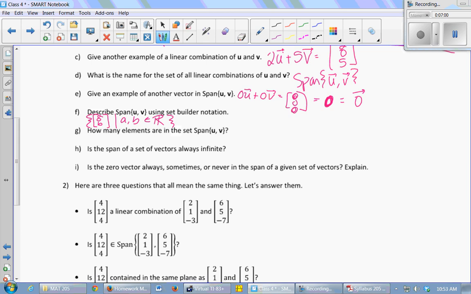Infinite. Is the span of a set of vectors always infinite? Got a yes and I got some no's. Somebody give me an example where it's not infinite. Someone who said no.